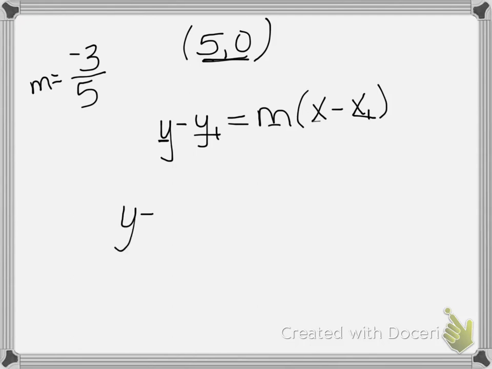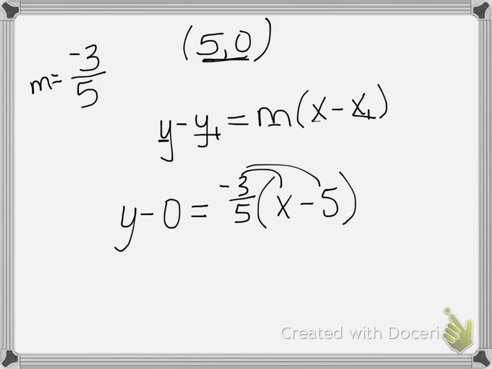So I have y minus 0 equals negative 3/5 times x minus 5. If I just distribute this negative 3/5, I have negative 3/5 x. Negative 3/5 times this negative 5 here gives me a positive, well, 3 times 5 is 15. 15 over 5 would just be 3, or you can think of it as the 5s canceling. They become 1, so I'm left with 3.